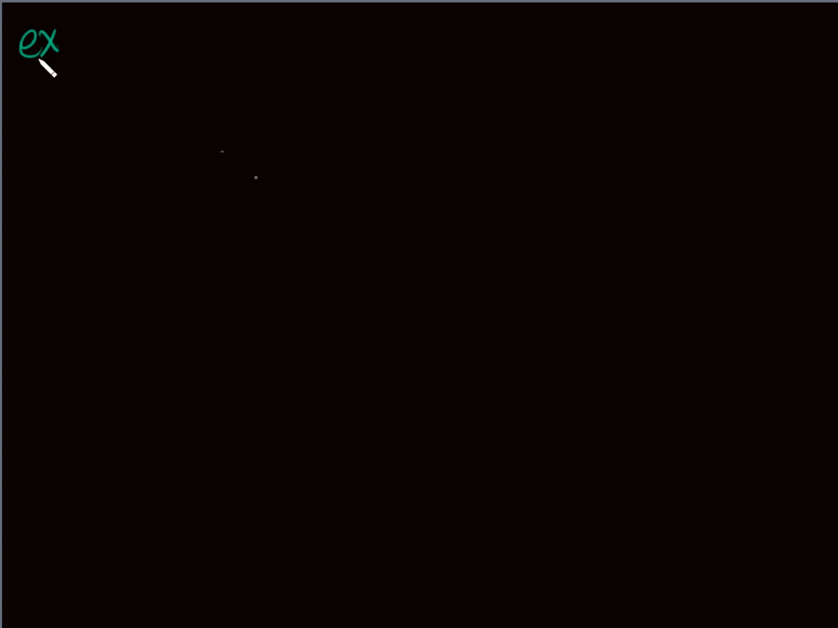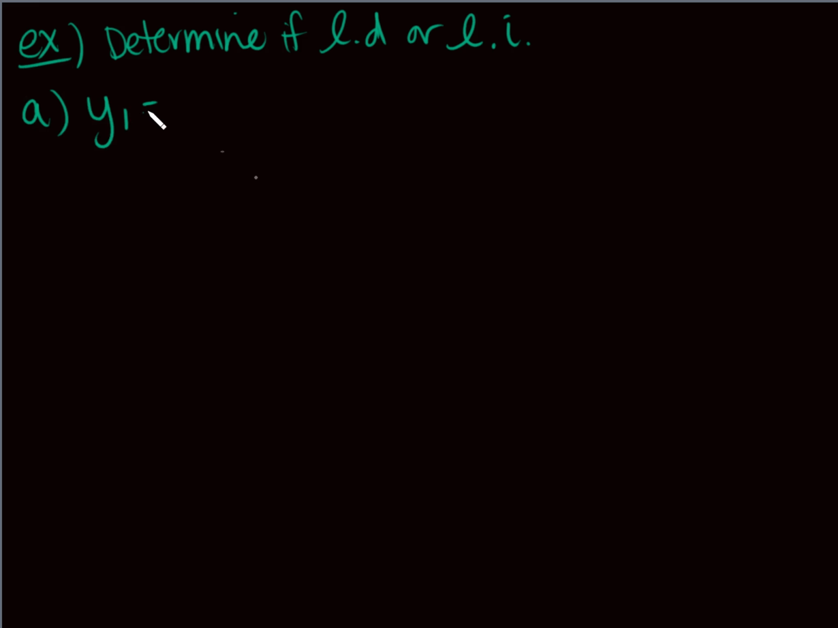So let's determine if linearly dependent. I'm being really lazy. Linearly independent, though. That noise outside of my office is ridiculous. So let's look at y1 being e to the x, y2 being e to the negative x. We've already shown that it isn't going to be linearly dependent, but let's just make sure the Wronskian shows us that.